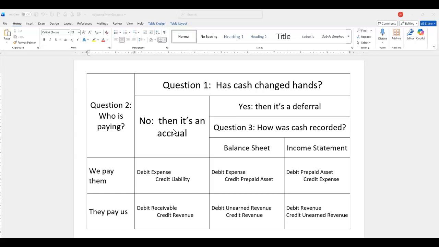If it's utilities, say we haven't received a utility bill, but we estimate the amount of the utility expense, and we debit utility expense and credit, in this case, probably accounts payable. If it's interest expense, interest payable. If the answer to question 2 is that they're paying us, then it's revenue, and we would debit a receivable. Think of interest receivable and interest revenue. Or if it's revenue that we've earned by providing a service, then we would debit accounts receivable and credit services revenue.